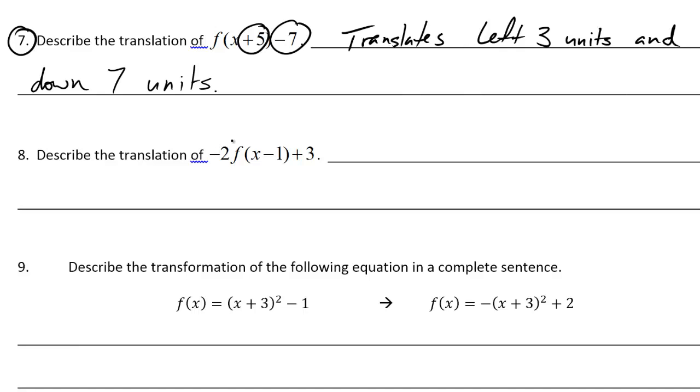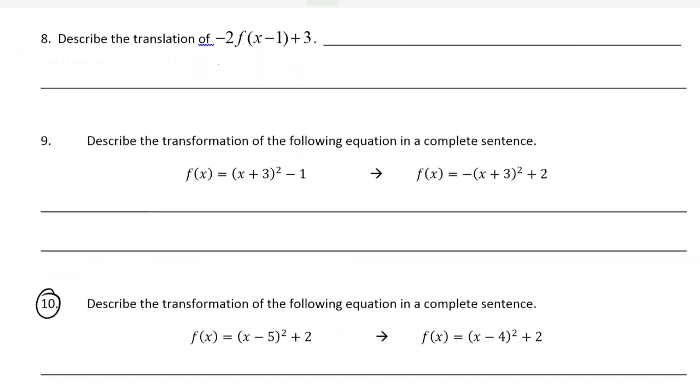Number 8, don't freak out. I'm not going to help you, but this negative, you should know what negative means. You should know what this means. But we also have a 2 here, which is larger than 1. Something less than 1 is going to be compressing. A number larger than 1 is going to be stretching. So you're going to flip, stretch by 2, right 1, up 3. Okay, I won't write it down for you, but hopefully you can pause and rewind and listen to it again.